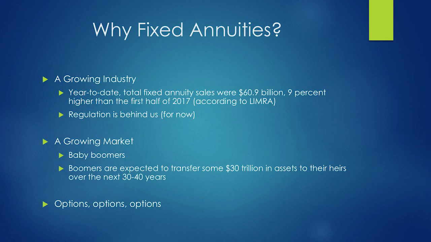And it is a growing industry. There were $60.9 billion of annuities sold last year. If you think about that, it's a big number. 60.9 billion. Billion with a B, yeah. Wow. Josh, can I ask you a question?